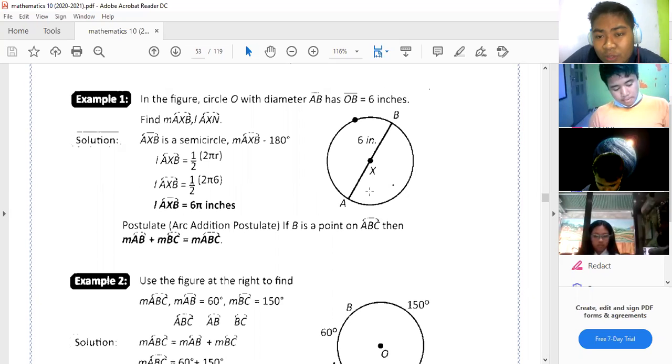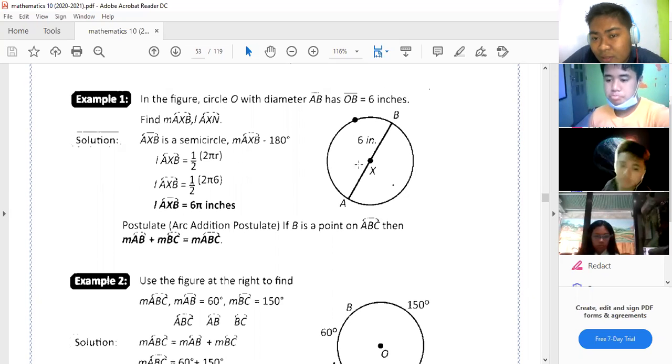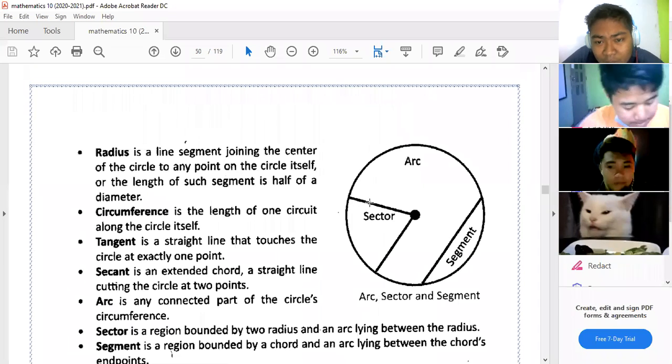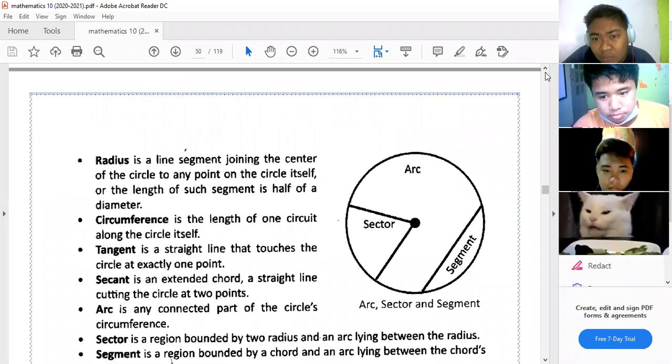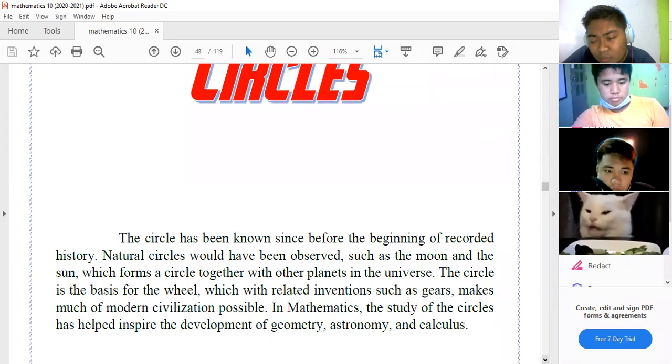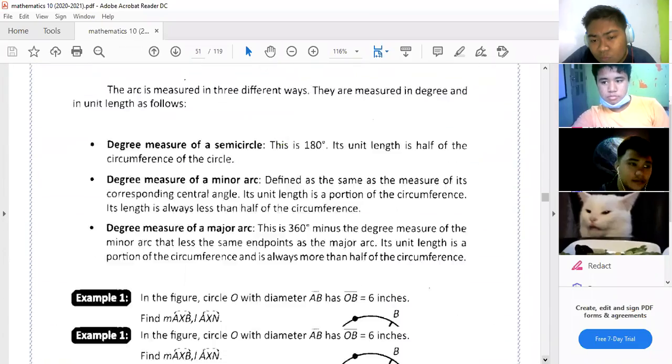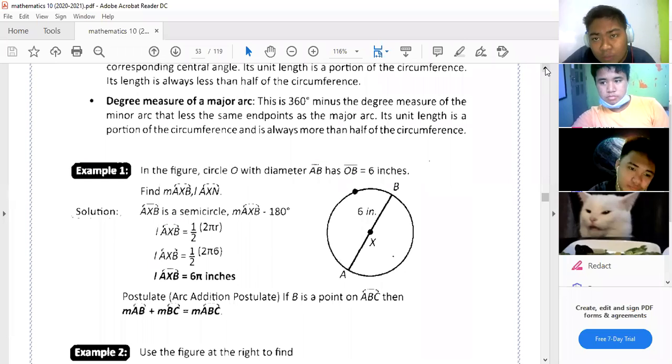Ayan. So, let's try to use the facts and let's find out what is the measure of the arc AXB. So, AXB tayo. And AXN. Nasaan si N? Baka yung isang tuldok, hindi niya nailagay siguro. So, mark daw natin AXB. So, yung measure daw nito, ang hinahanap natin.